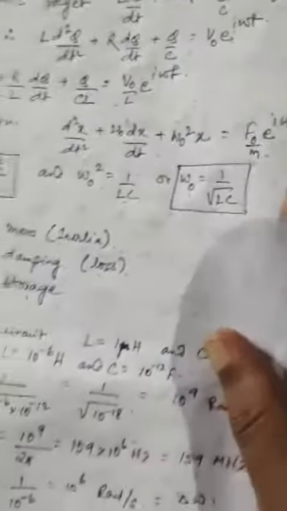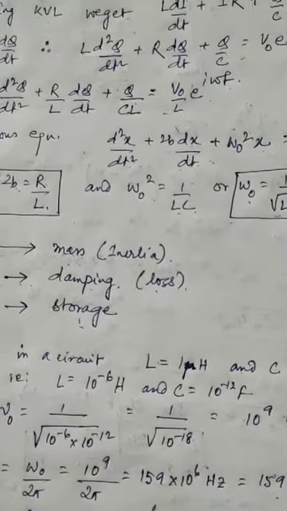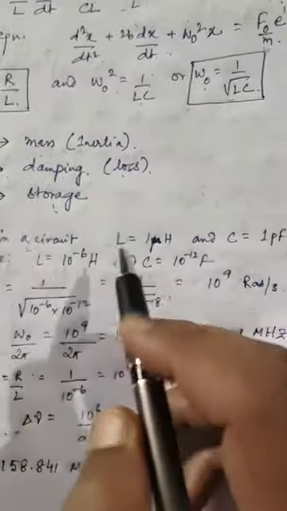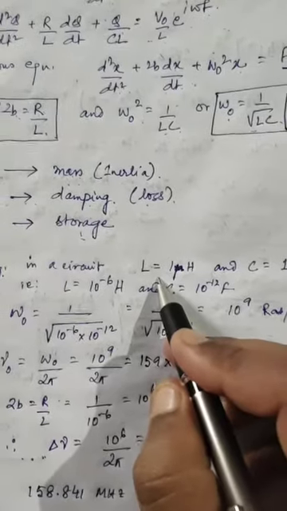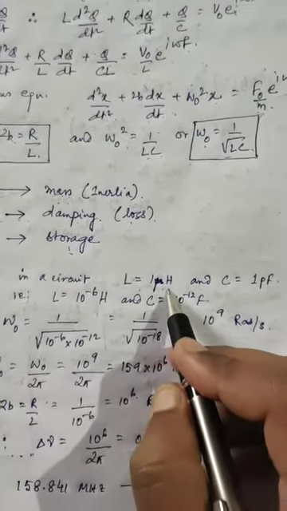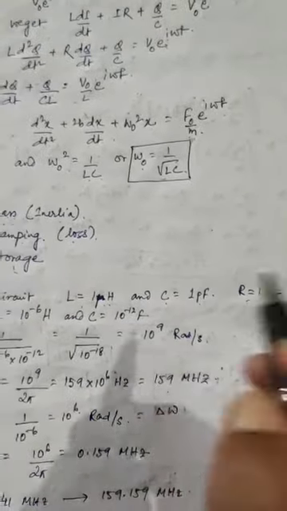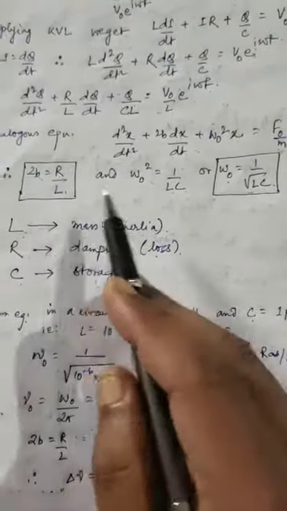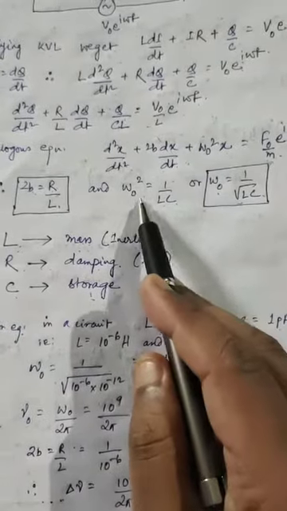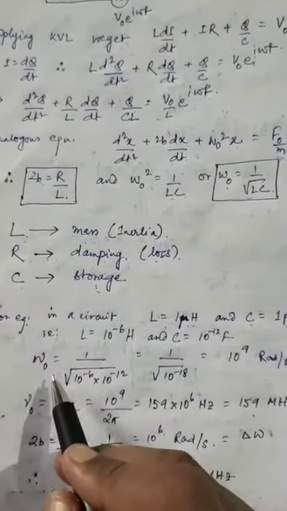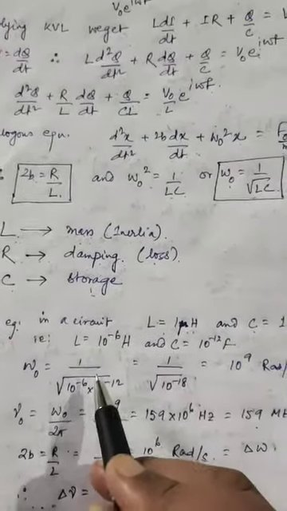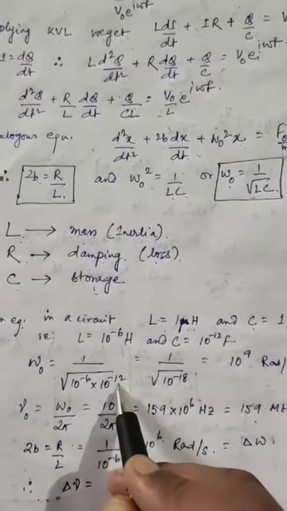Now please understand, for a given circuit, let's say the inductance is given as 1 microhenry, capacitance is given as 1 picofarad, and resistance is 1 ohm. Let us find out the natural frequency of oscillation. What is omega naught? Omega naught is 1 by root of LC. L is this, C is this.